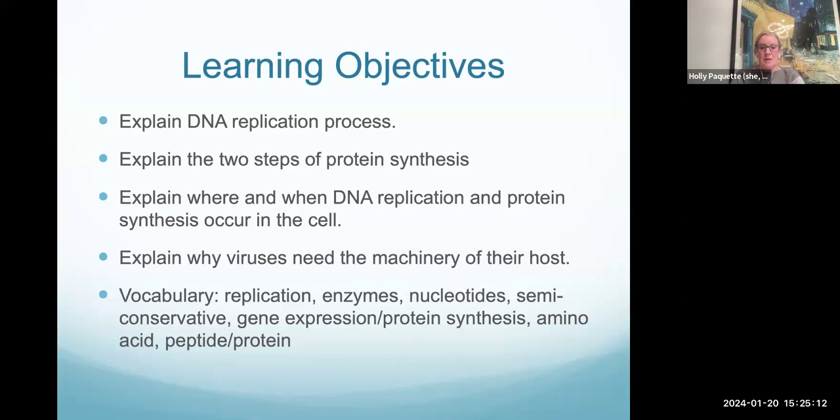Lastly, I'd like to explain why viruses need the machinery of their host in order to replicate their own DNA and also make their own proteins. There is vocabulary. We have replication, enzymes, nucleotides, semi-conservative, gene expression, which can also be referred to as protein synthesis, amino acid, and peptide and protein. A peptide is just a small version of a protein.